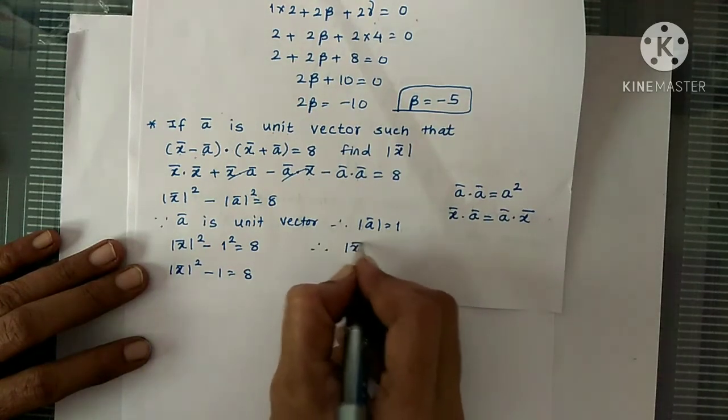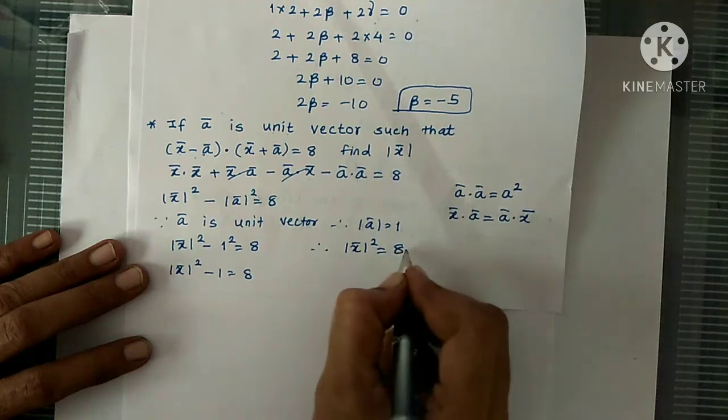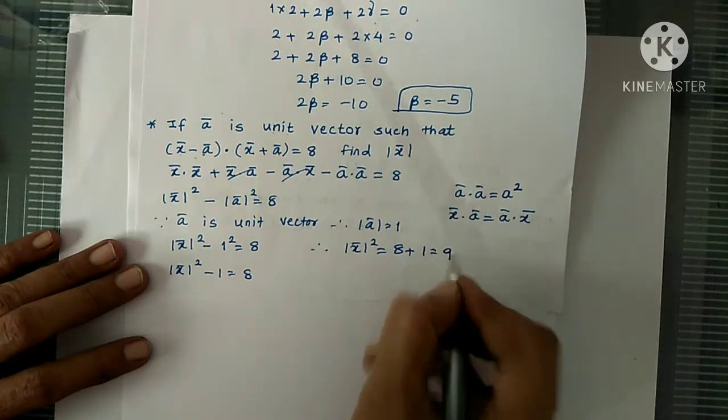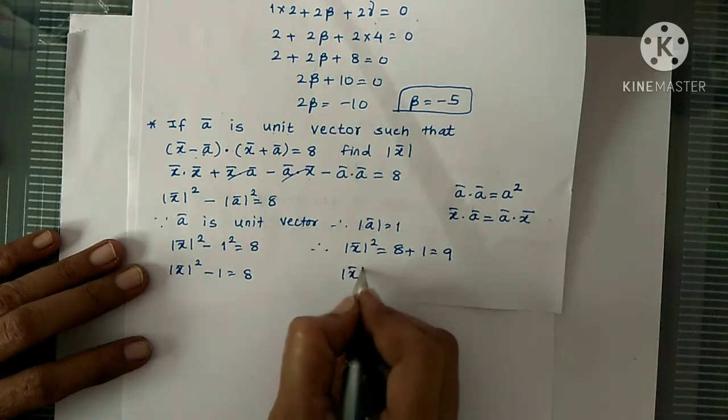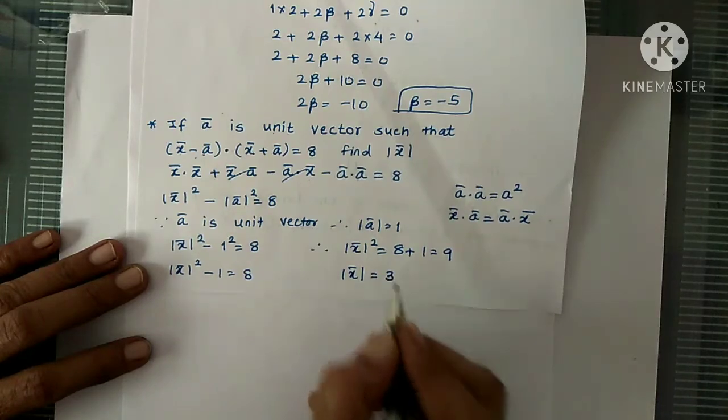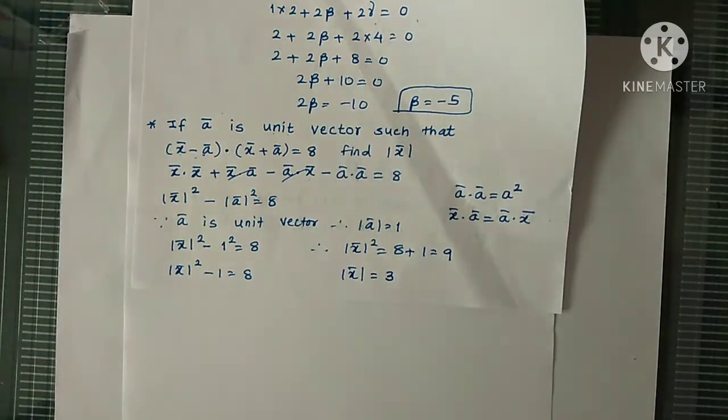Therefore modulus of x bar square is equal to 8 plus 1 equal to 9. Therefore modulus of x bar is equal to 3. Though square roots of 9 are 3 and minus 3, it is a modulus. Magnitude of the vector is always positive, so we have to take the positive square root. So modulus of x bar is 3.